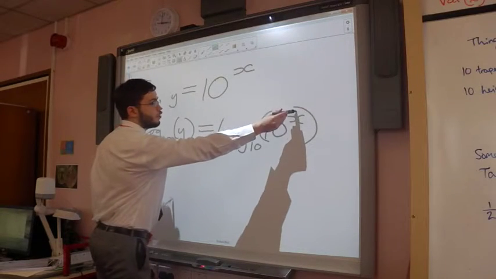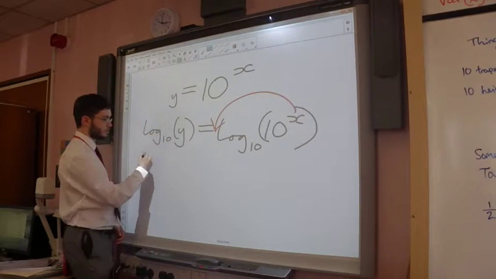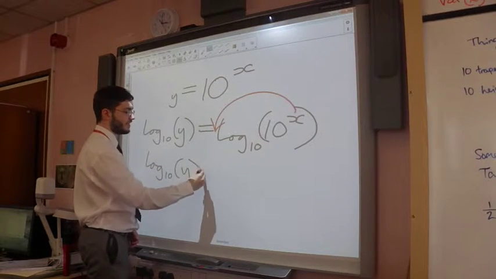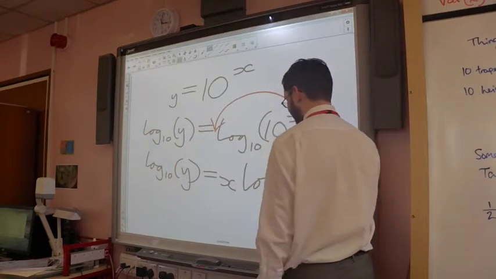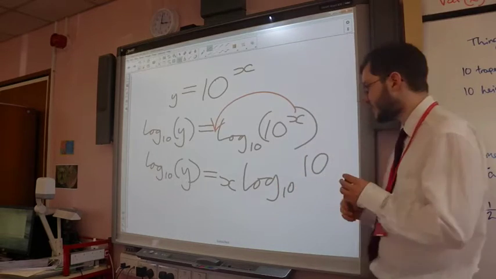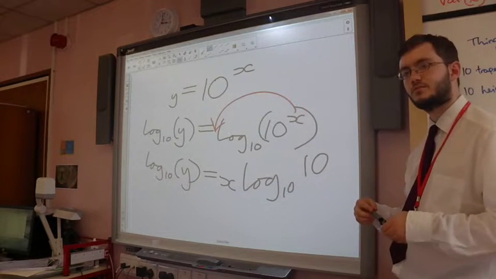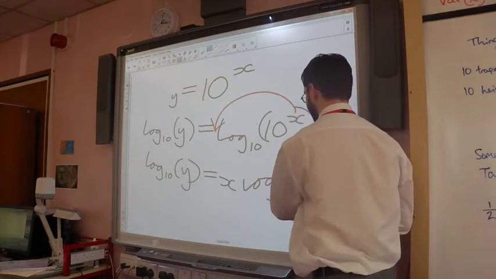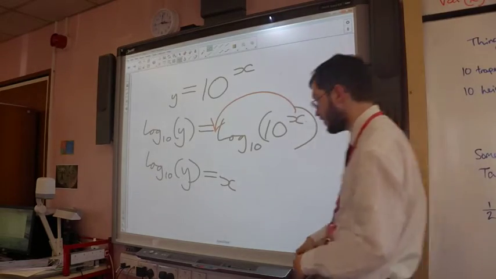So, we can bring that power of x down, so we can end up with log 10 of y equaling x lots of log to the base 10 of 10. So, Dean, what is log to the base 10 of 10? 1. 1, yeah. So, we don't need that bit. So we can rearrange things like that.